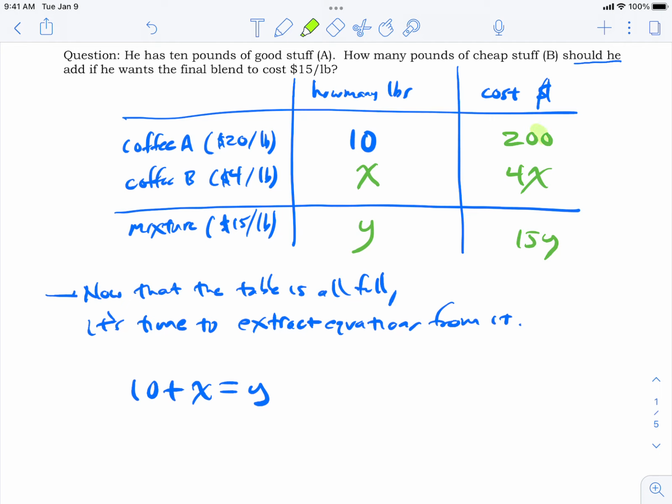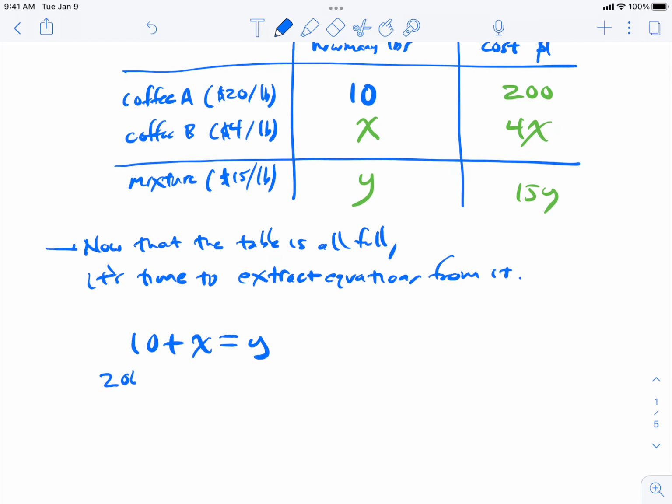And you could say the same thing for the dollars over here. If I spend $200 and then I spend this much more, haven't I just spent this much total? Yeah, the whole mixture cost this much. It was this much for the A, this much for the B, and this much altogether. So these two things have to add up and equal each other. So that's another equation. The 200 plus the 4X have to add up to 15Y, right? This much money plus this much money equals this much money.